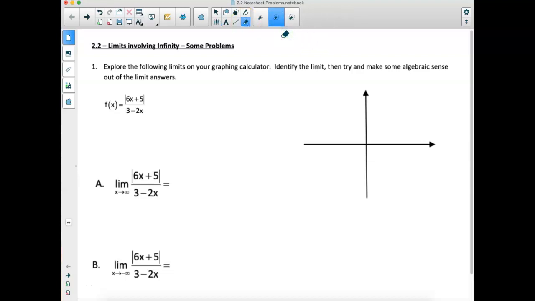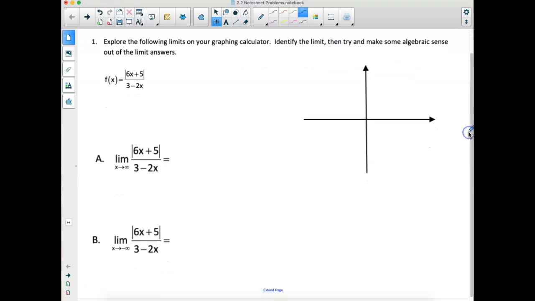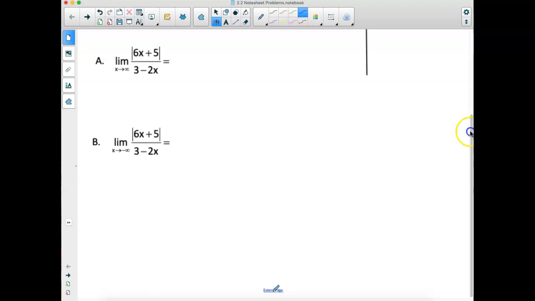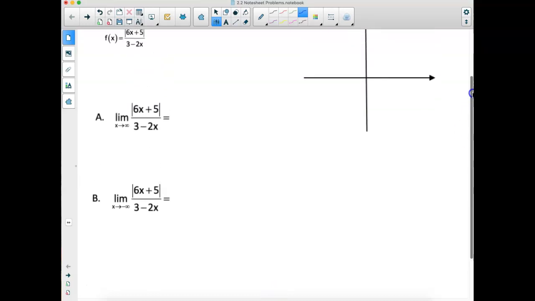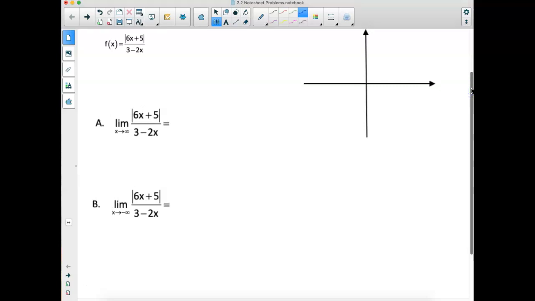I want to switch out these directions on the top: explore the following limits on your graphing calculator, identify the limits, and then try to make some algebraic sense of them. So what I'm going to try to do is see if I can make some algebraic sense out of these for you and then graph it, okay? That's my plan anyway. So bottom line, I have an absolute value over a polynomial, okay?